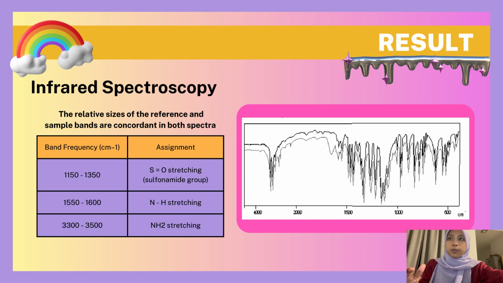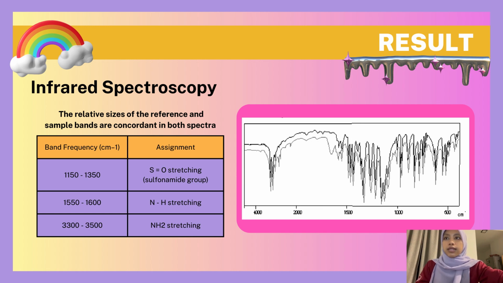From infrared spectroscopy, they found that the relative sizes of the reference and the sample bands are concordant in both spectra. At 1150 to 1350 band frequency, they found the sulfonamide group, which is S double bond O stretching. Meanwhile, at 1550 to 1600, they found NH stretching, and lastly at 3300 to 3500, they found NH2 stretching. This indicates the celecoxib structure.